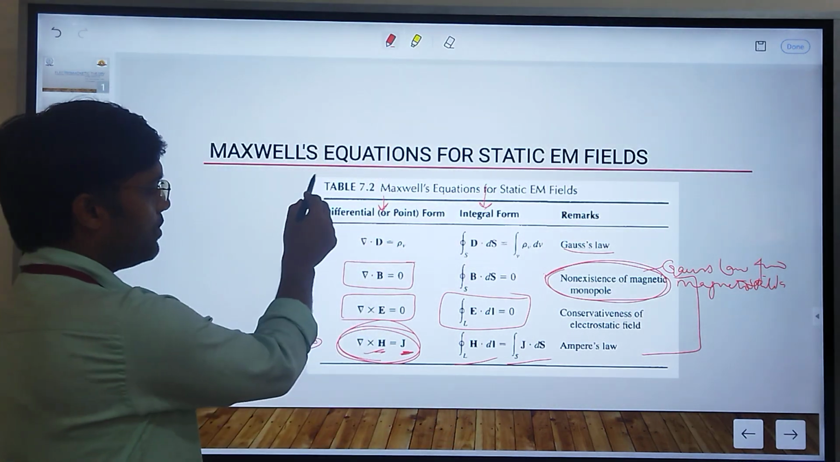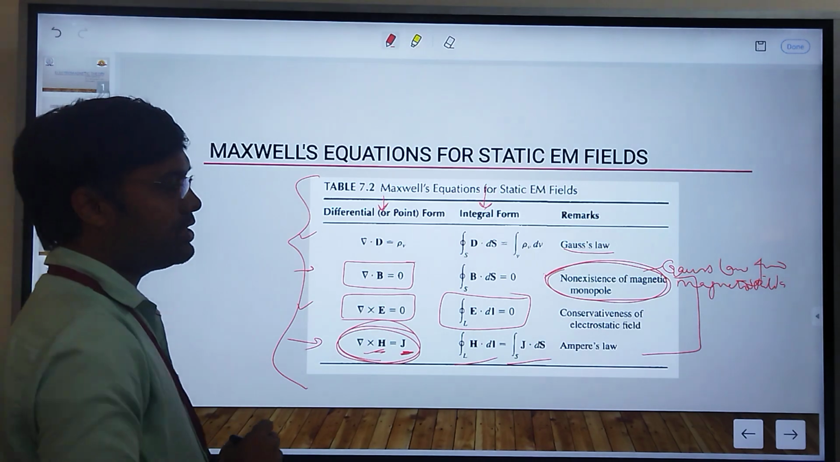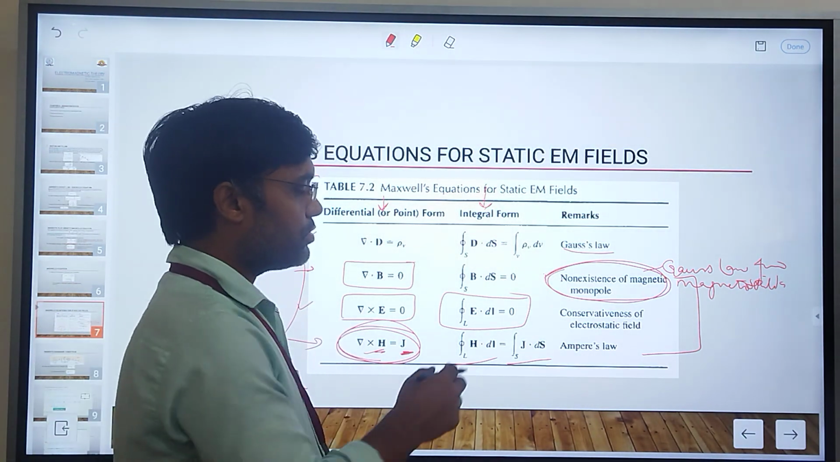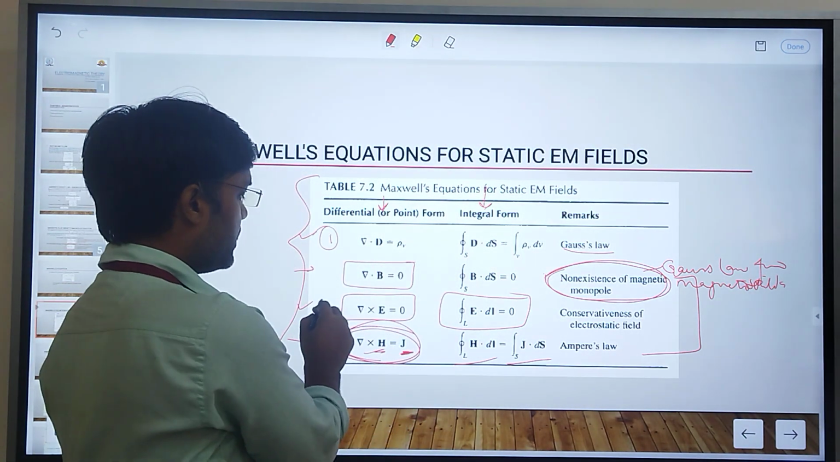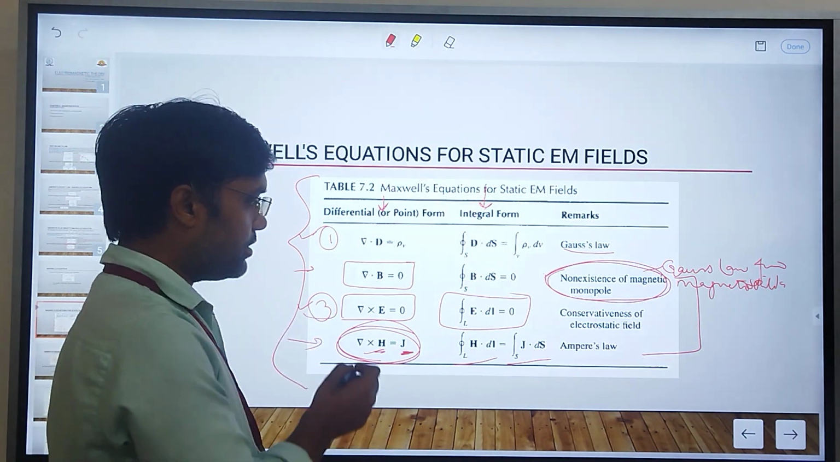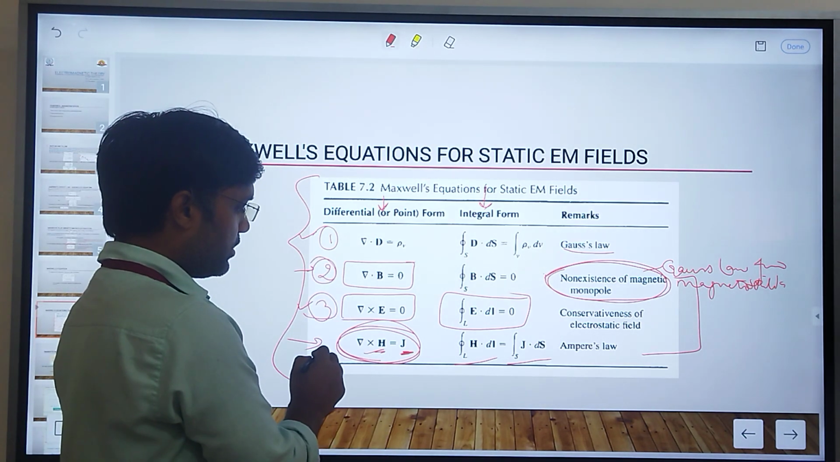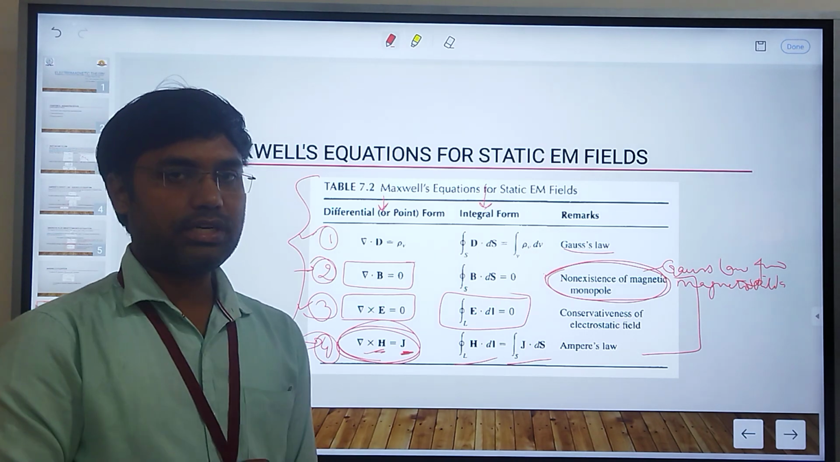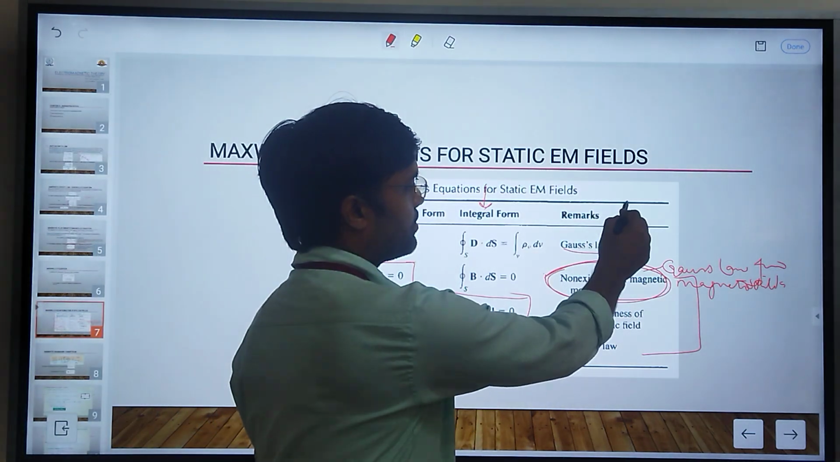So these are the 4 Maxwell's equations for static electromagnetic fields. The first and third equations are the Maxwell's equations coming from electrostatics, and equations 2 and 4 are the equations coming from magnetostatics. So these are all the remarks.